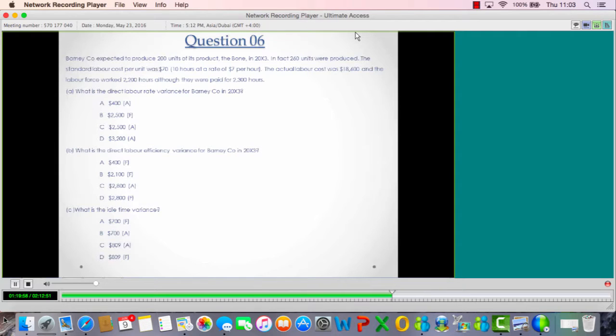Standard cost and actual cost. Okay. That's based on what? Is it for my labor rate or is it for the hours? What do you think? Is it for my labor rate or is it for the hours? Direct labor, yeah.